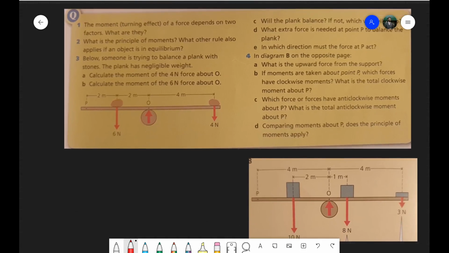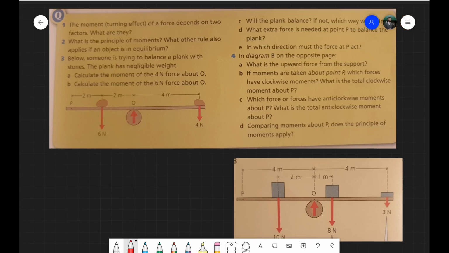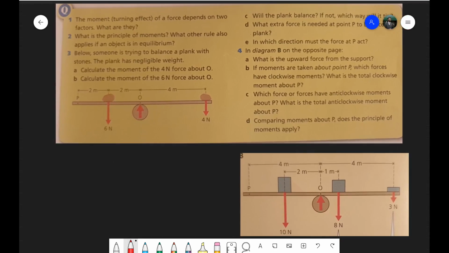Here is a bunch of questions from the same book, Fundamentals of Physics, published by Oxford Publishers, and we can take a look at some of these questions as well. So the first question asks, the turning effect of a force depends on two factors. What are they? Well, for that you just have to look at the unit of the moment. Moment is equal to force times distance. So basically the answer is force and distance.